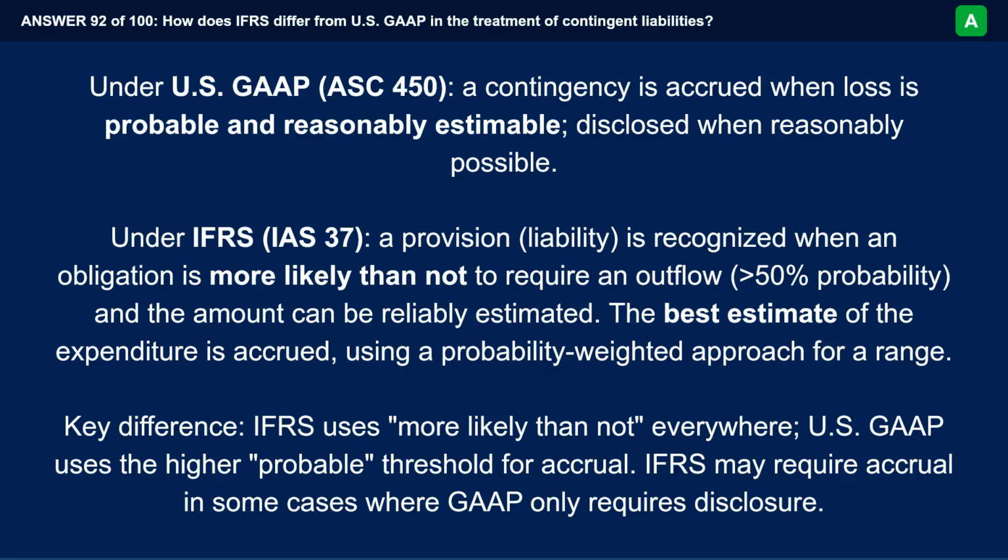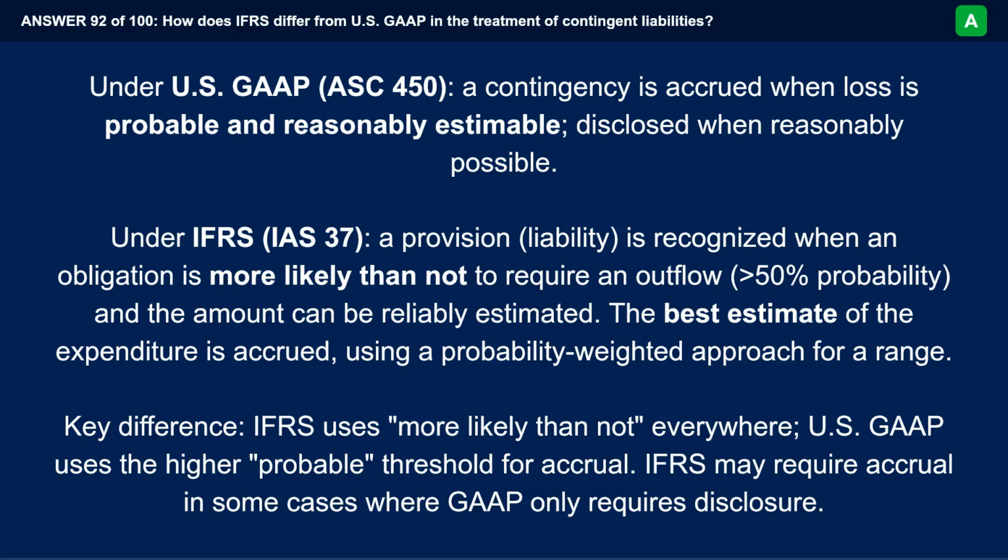Under U.S. GAAP ASC 450, a contingency is accrued when loss is probable and reasonably estimable, disclosed when reasonably possible. Under IFRS IAS 37, a provision, liability, is recognized when an obligation is more likely than not to require an outflow, 50% probability, and the amount can be reliably estimated.